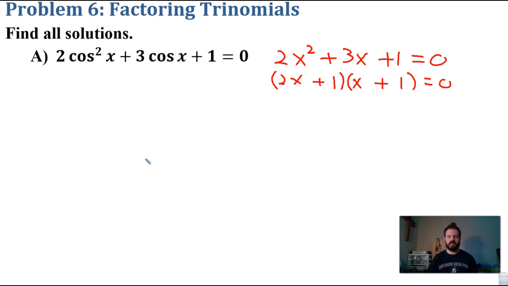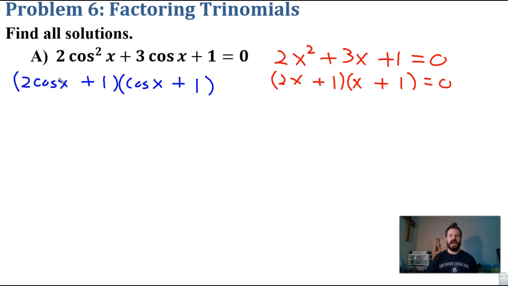Now this cosine expression is going to factor the exact same way. If it's helpful to rewrite things in terms of x, factor, then replace it with cosines, you can do that. Or you can just factor it the way it is. I know I'm going to have a 2 cosine x and a regular cosine x, because 2 cosine x times cosine x gives that 2 cosine squared x. The only way to get the 1 is with a 1 and 1, and those both have to be positive.